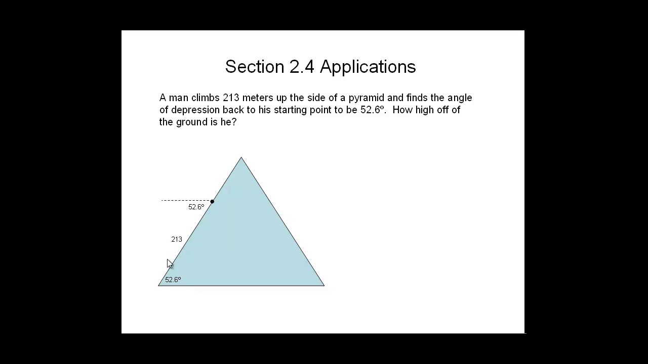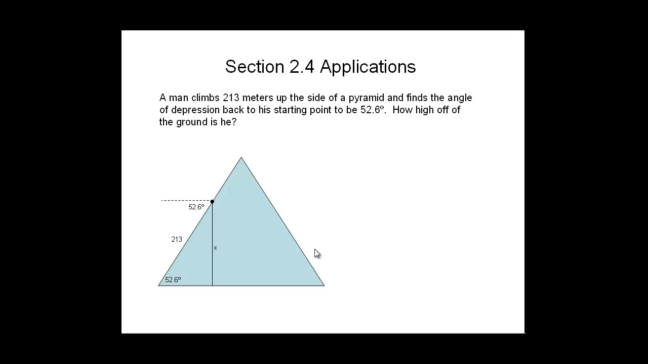We know 213 is how far he has walked up the side of the pyramid. We can draw straight down inside the pyramid, and that will be our distance or height from the ground, which is x. Now we have a right triangle. 52.6 is our angle, x is our vertical component, and 213 is our hypotenuse. So we have opposite, we have hypotenuse.